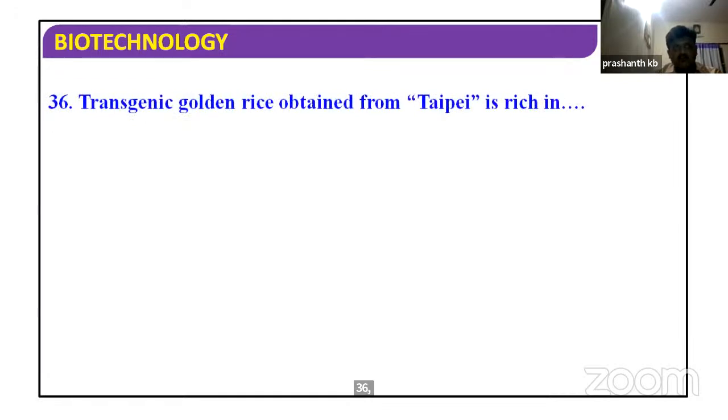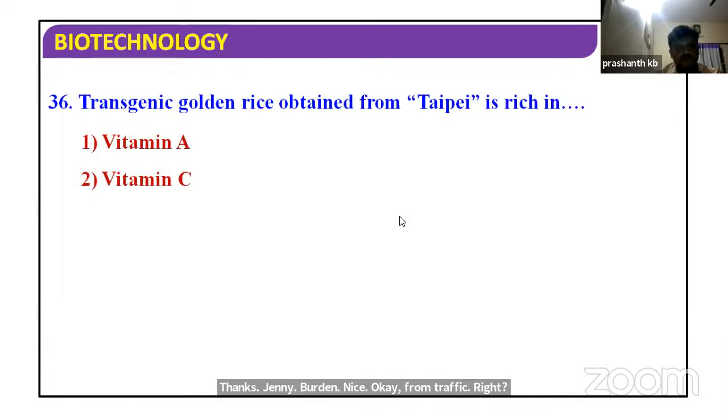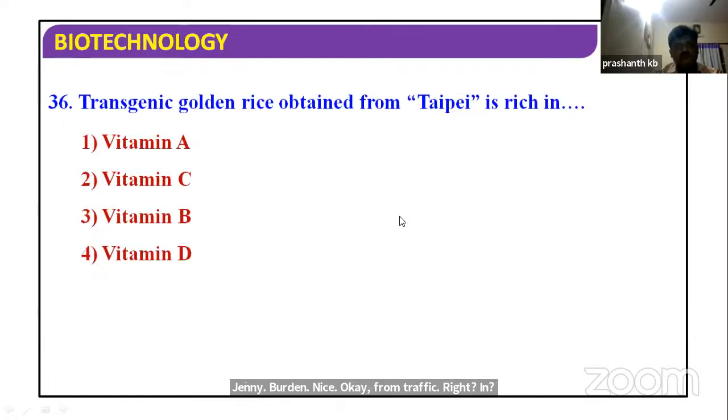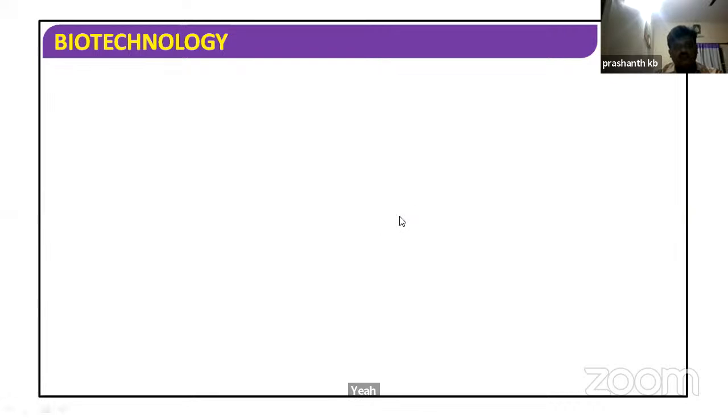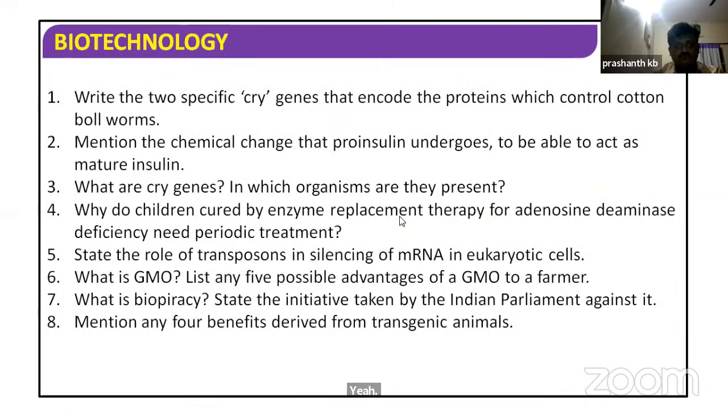Transgenic golden rice is obtained from rice rich in vitamin A. Next. Short answers and long answers. Okay. Here, the question is, write the two specific cry genes that encode protein which control cotton bollworm. Cry1Ac, Cry2Ab is the answer.